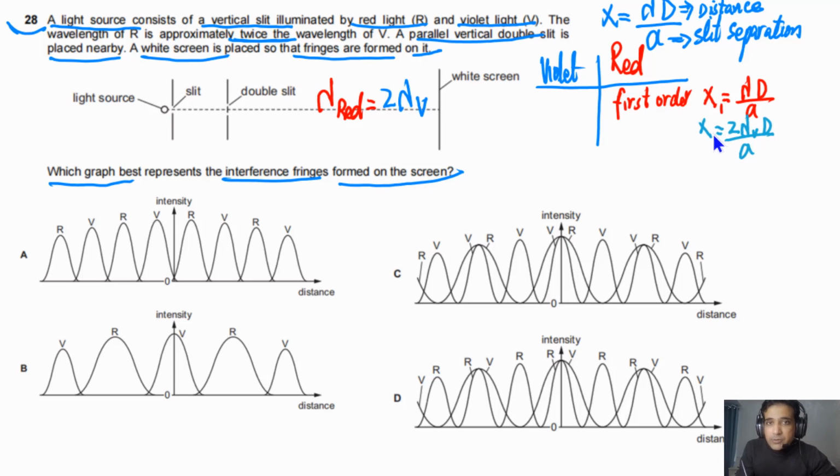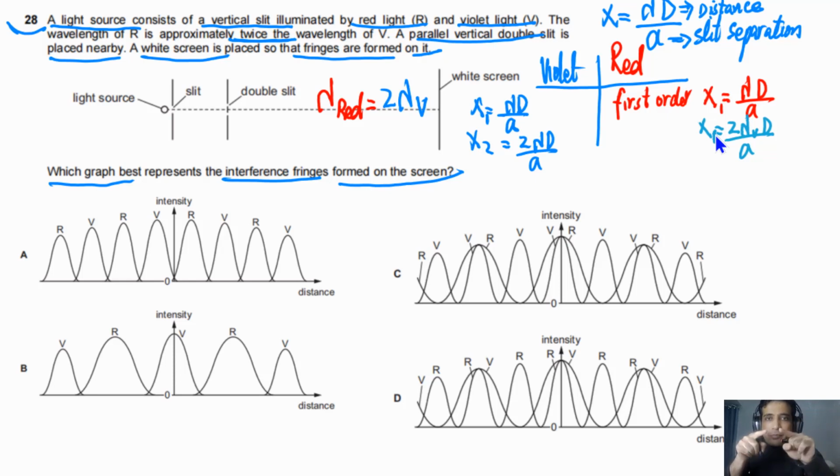Now for the violet light, the first order x1 is equal to lambda D divided by a. The second order fringe x2 is equal to 2 times lambda D divided by a. Now if you compare this x2 with the red x1, they are the same. So where we see the second order fringe of violet, at the same place we will see the first order of red.